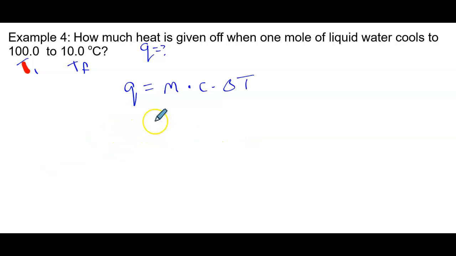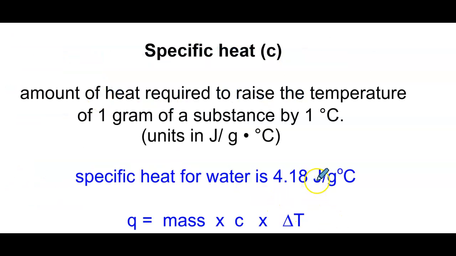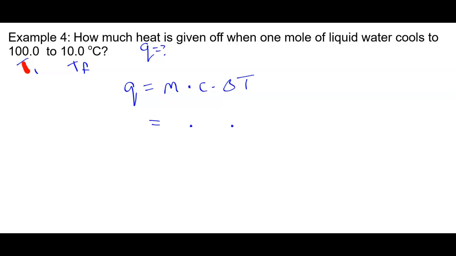All right, so we're looking for Q. We don't have our mass. We know it's water, so we can use the specific heat of water. So let's go back and look at that, or you can look on your formula page for that. So it's 4.18 joules per grams degrees Celsius. Okay, so I see a delta T, so we can plug that in. Here we're going to say TF, so 10.00 degrees Celsius minus 100.0 degrees Celsius. We know specific heat is 4.18 joules over grams degrees Celsius.